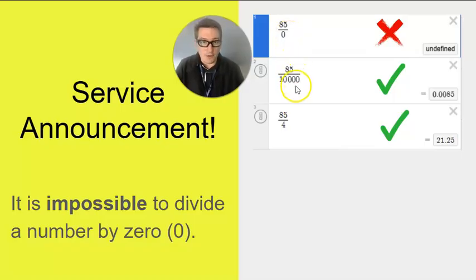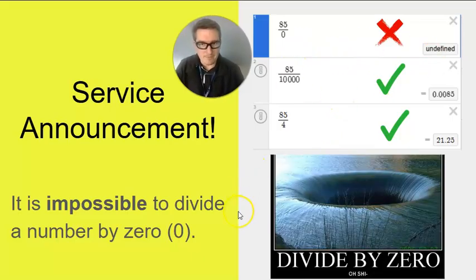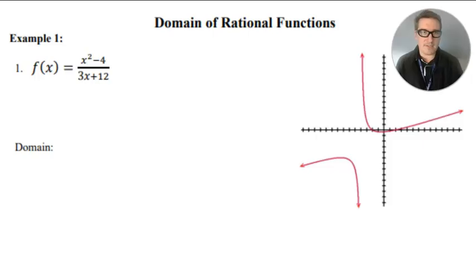Dividing by 0 is impossible. You can divide by any other number. You can divide by 10,000. You can divide by 4. You can divide by a little decimal. It doesn't matter what you do. You're not allowed to divide by 0, just like the meme. And that leads us to example number 1, finding the domain of a rational function.